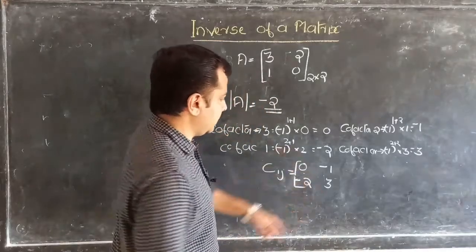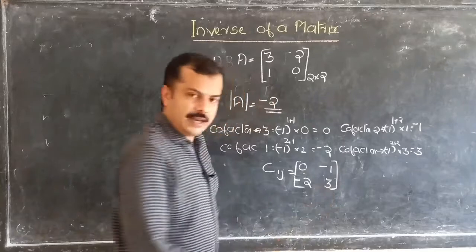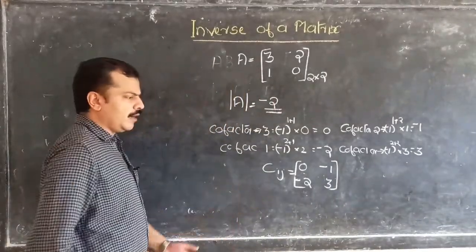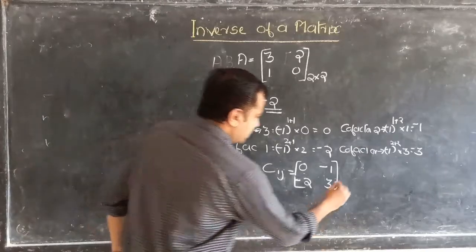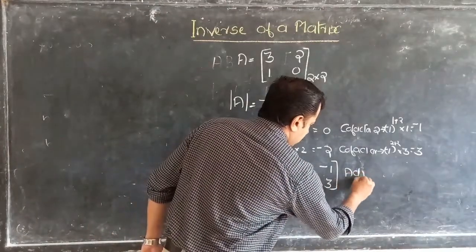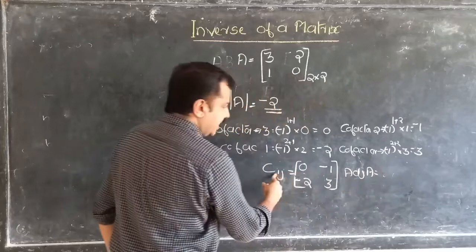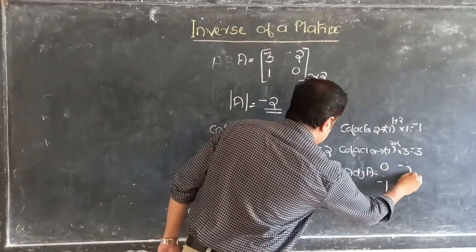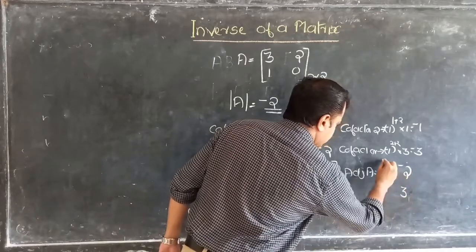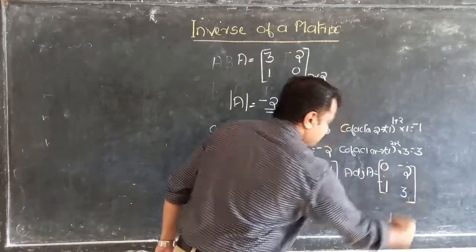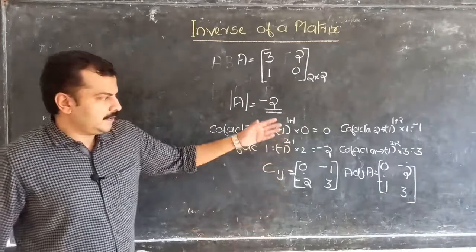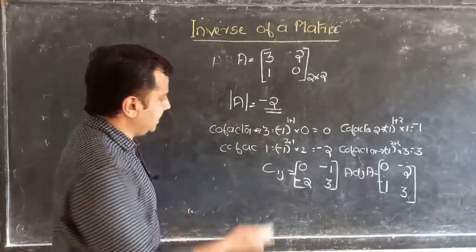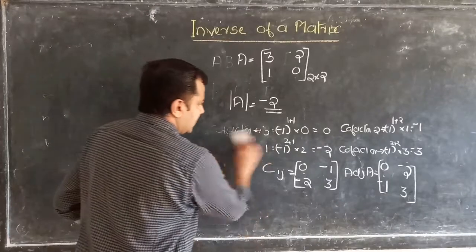0, minus 1, minus 2, 3. So for the calculation of adjoint, we just need to have the transpose of this matrix. So adjoint of A equals Cij transpose, which is nothing but 0, minus 1, minus 2, 3. So I have the adjoint matrix. Now we can calculate, let me just erase this.